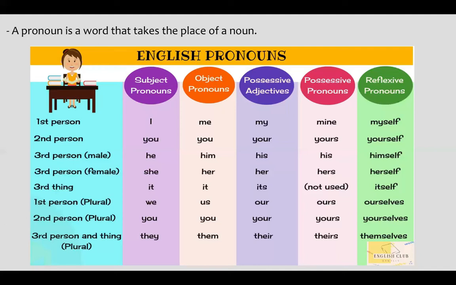This is for subject. For object, let's say I return the book to you guys, let's say, because we're talking about plural. I just want to clear it for you guys. So I gave the book to you, or I returned the book to you guys.